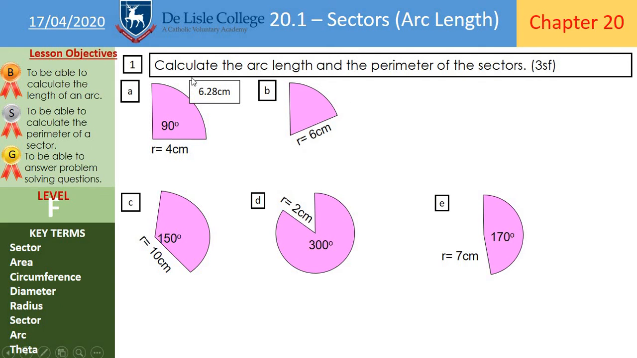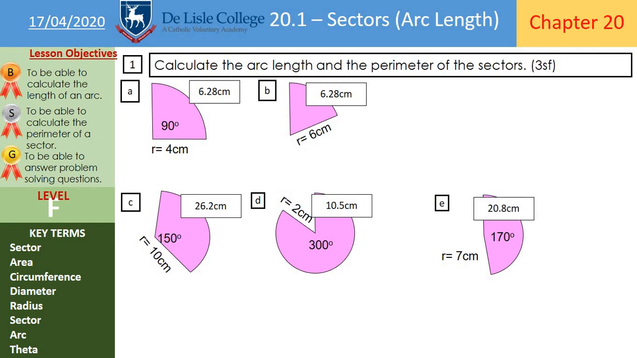Good. Now if we have a look, I think I might have said earlier 6.28 as 2 decimal places, but actually if we read the question carefully, it wants our answers to 3 significant figures, so hopefully we've read that carefully and we've done it. So for B, again, 6.28 centimetres, don't worry that it's the same as this one. Oh, actually the angle's not given for that one, so don't worry if you can't do that one. We would get 6.28, but for this one here, we'd get 26.2. And then for this one here, we would get 10.5 centimetres, and here we'd get 20.8 centimetres.